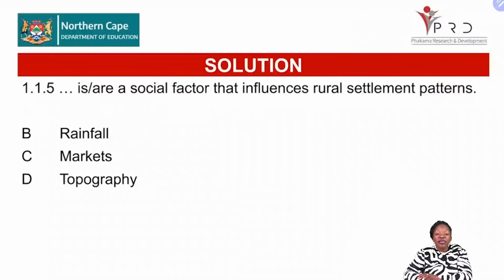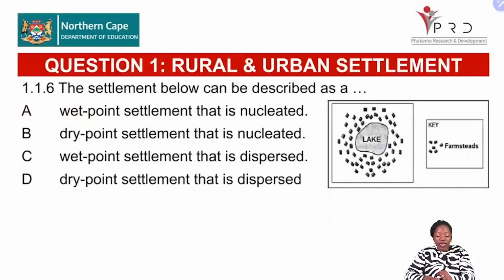Right, looking at our social factor that will influence the settlement pattern, we are looking in terms of safety. If that area is safe, it means it will attract people to come and settle in that area. So therefore, safety comes first, and it becomes a social factor because it has to do with the living of the people.